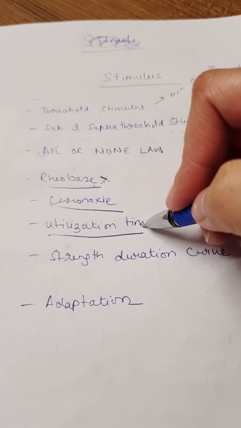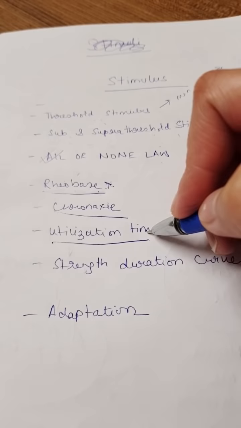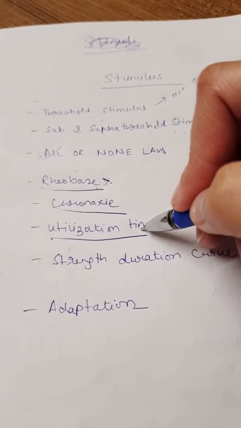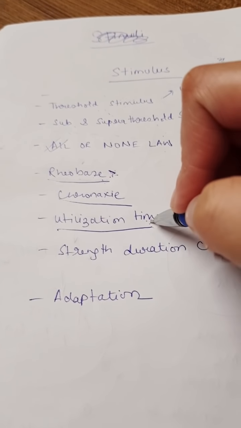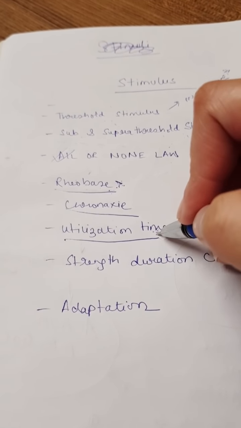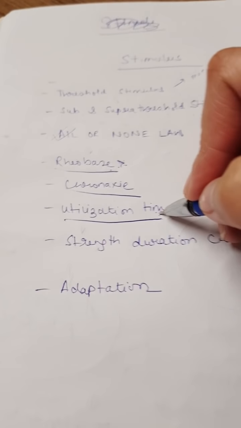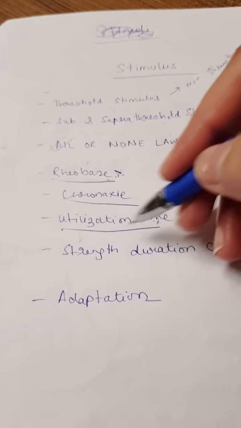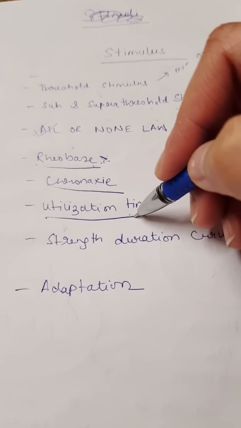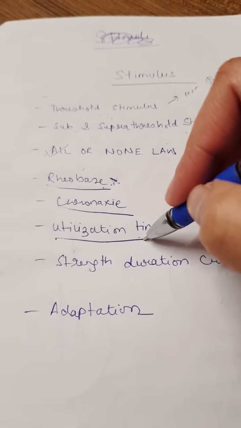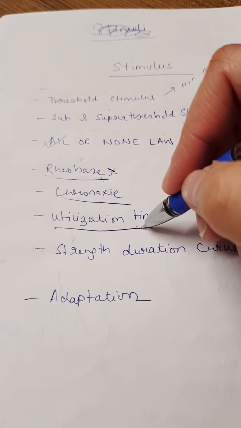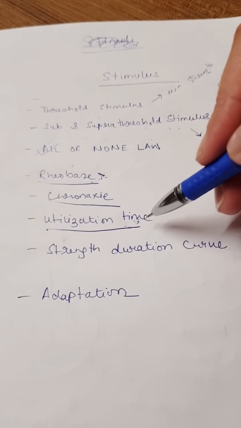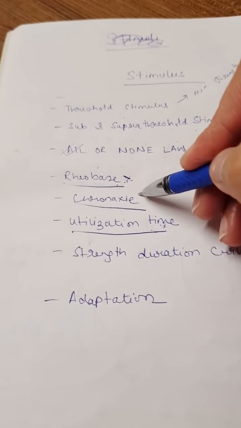Utilization time is the time required by Rheobase to stimulate a tissue. So utilization time is the minimum time required by the minimum strength to stimulate a tissue. Sorry, let me repeat this again. Utilization time is basically the time required by Rheobase to stimulate a tissue, or time required by minimum strength to stimulate the tissue. And what is chronaxy?